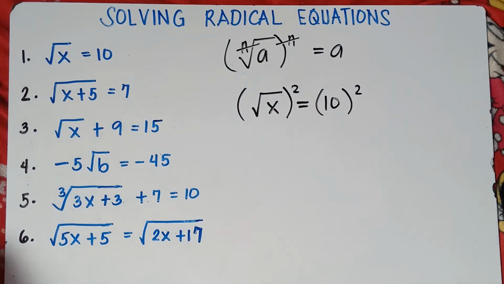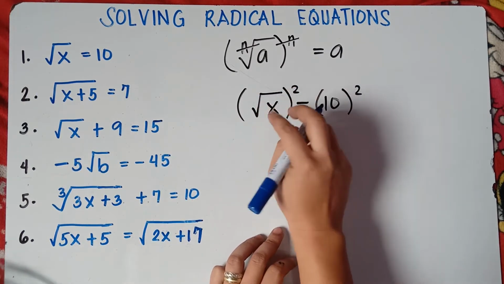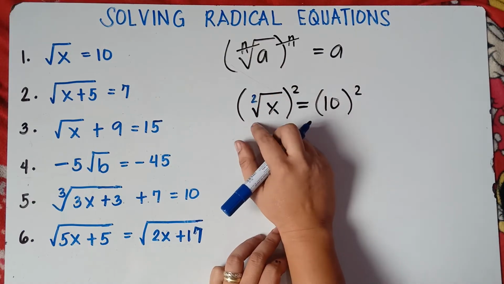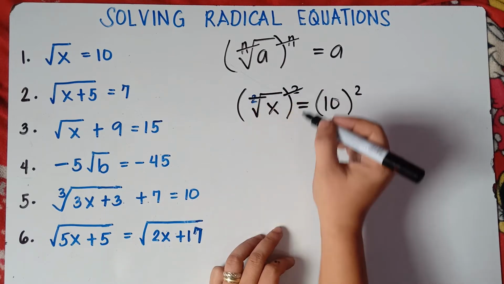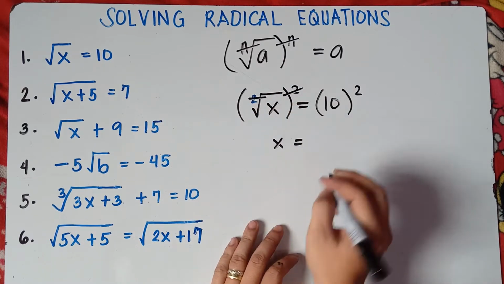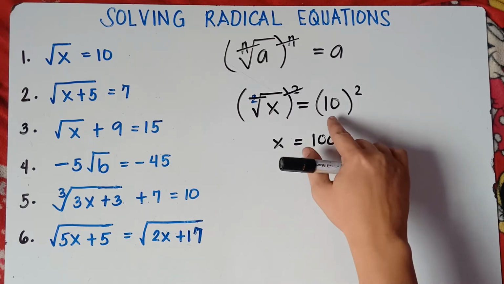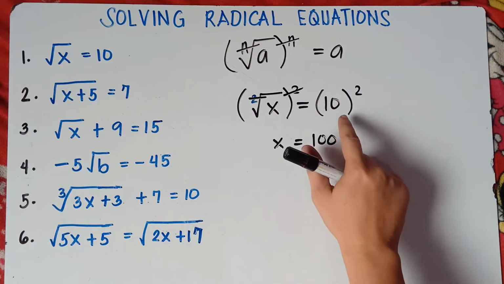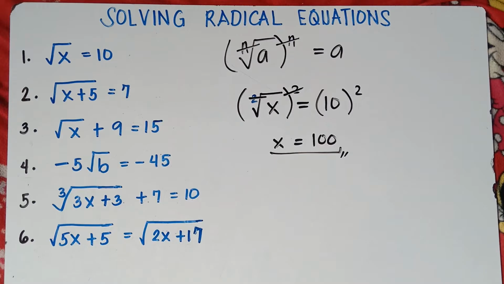Now question, sir, why do we need to square that? Because the index of a square root is 2. So every square root, class, has an index of 2, and we can simply cancel this out and copy x. The square of 10 is 100. Once again, class, it's not 10 times 2, it means 10 times 10, that would be 100. That's the answer for number 1.